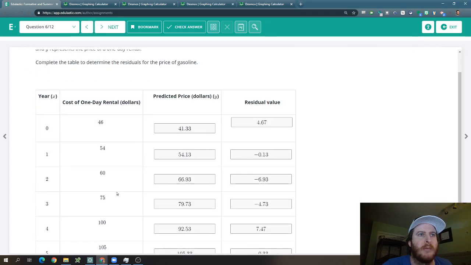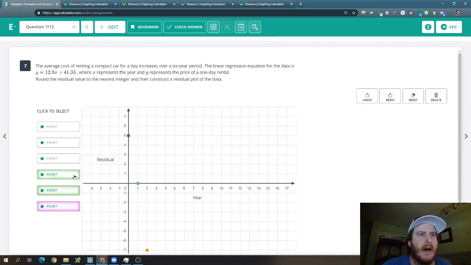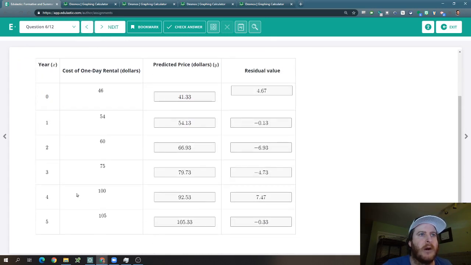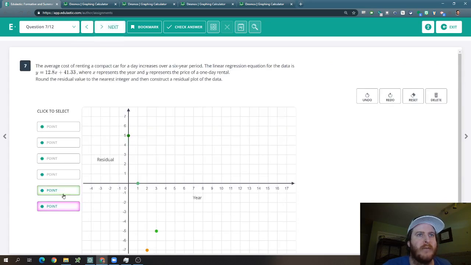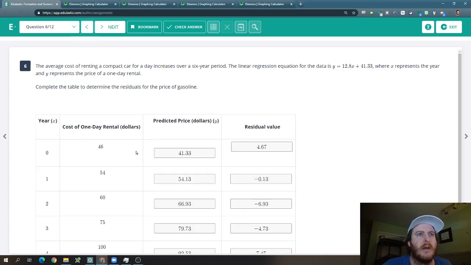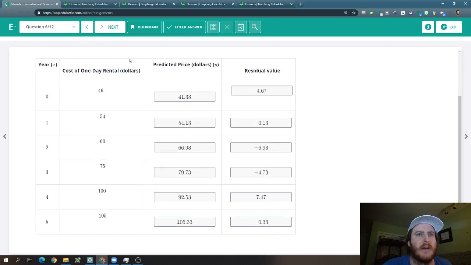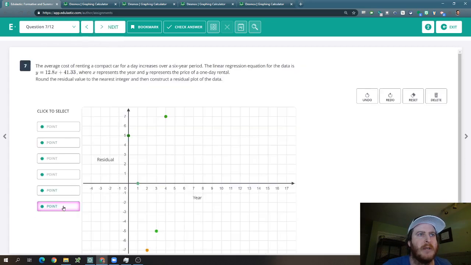At 3, we're plotting negative 4.73. The closest whole number would be negative 5. At 4, the closest whole number would be 7, right? 7.4 would round down to 7. And then at 5, we're plotting negative 0.33. The closest whole number would be 0.